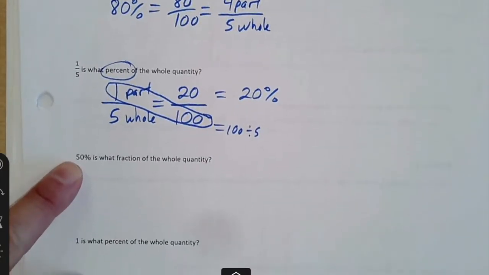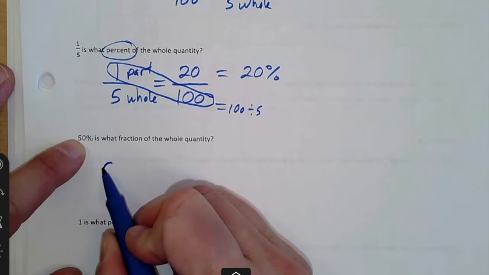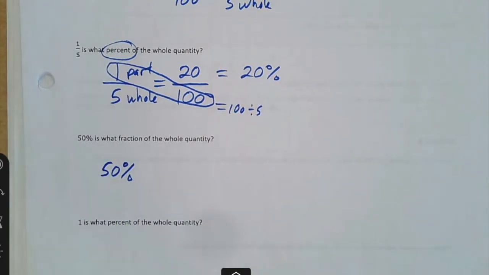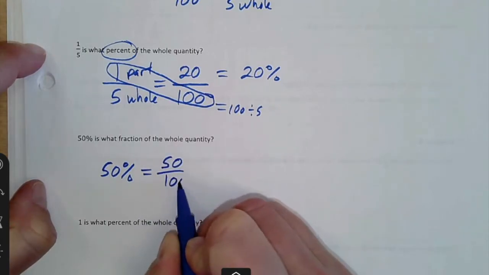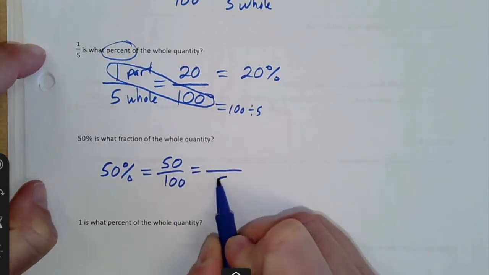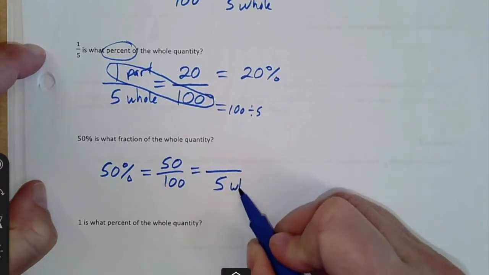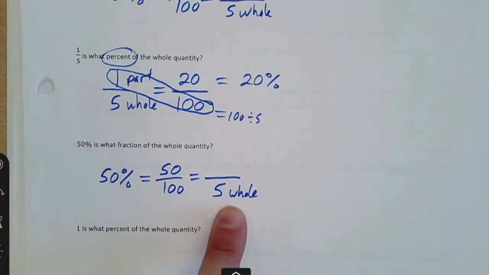50% is what fraction of the whole quantity? Now I think 50%, what's that as a fraction? That's half, or we think 50 out of 100 because a percent's out of 100. So then what would that be out of 5? Why did I know it had to be out of 5? Well, 5 is the whole amount if I look at my tape diagram.